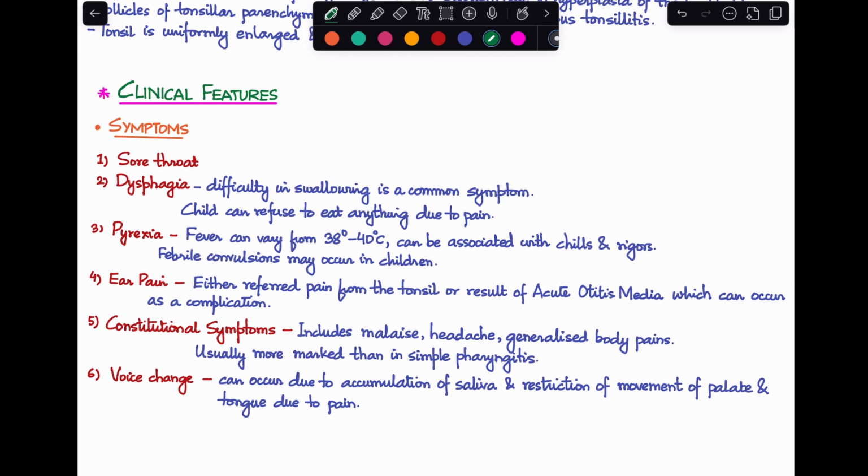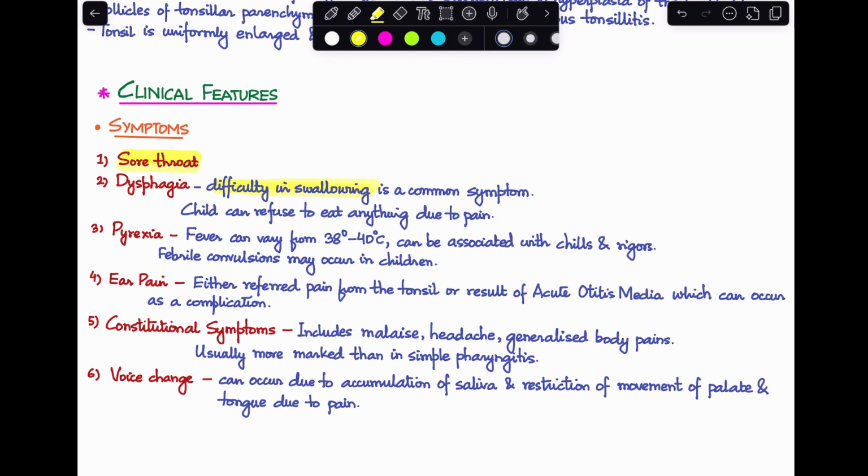Now, the most common symptom, usually a child will come with their parent to you, is that they'll complain of a sore throat. And then they'll have difficulty in swallowing, which is dysphagia. Sometimes the patient, if they are very young, very tiny, may not be able to say properly. So the parent will come to you saying that the child is refusing to eat anything. That is probably because they are having pain when they are trying to swallow the food. So dysphagia, or difficulty in swallowing, is a very, very common symptom that you will see in these cases.